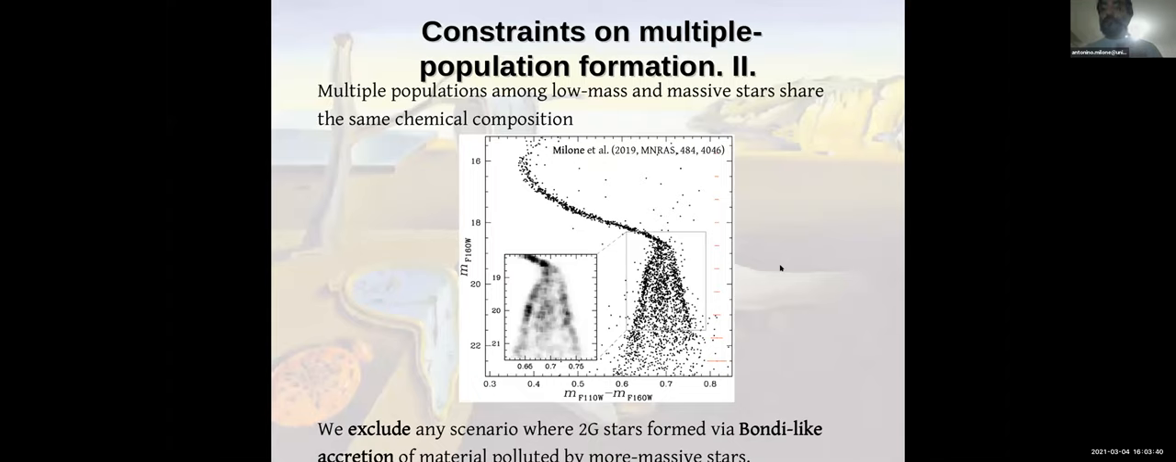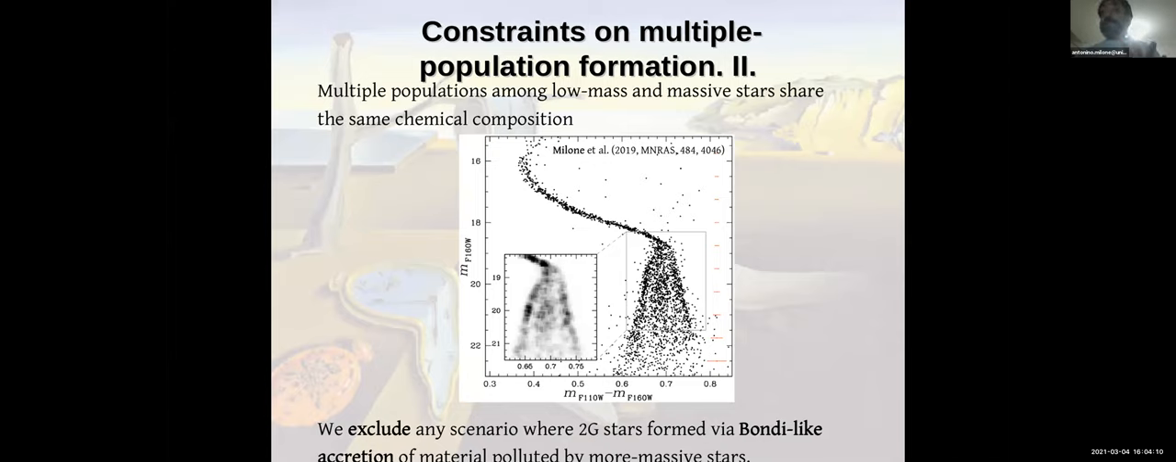The conclusion is that multiple populations of low mass stars, at the bottom of the main sequence with masses of about 0.2 solar masses, share the same chemical composition as multiple populations among massive stars. And this excludes every scenario where the second generation formed through Bondi-like accretion of material polluted by massive stars.